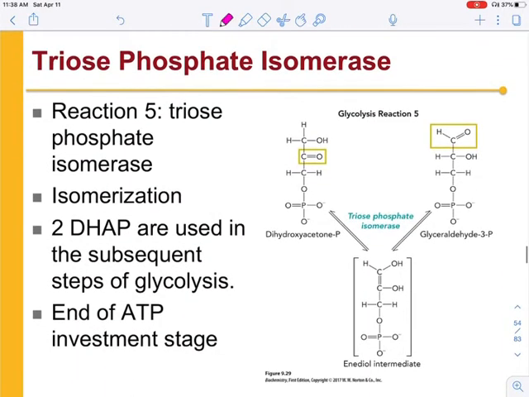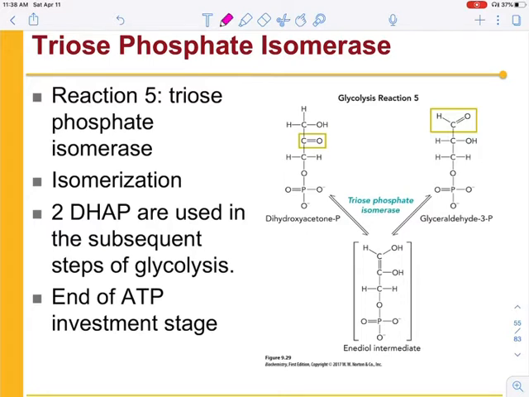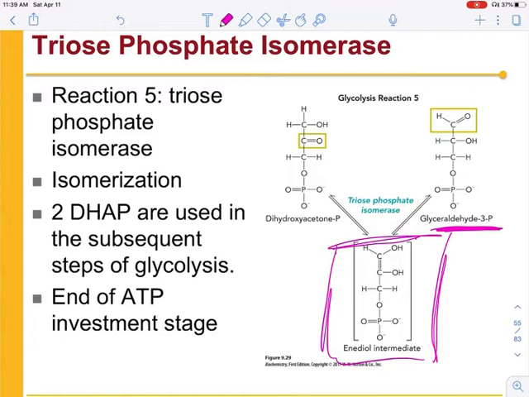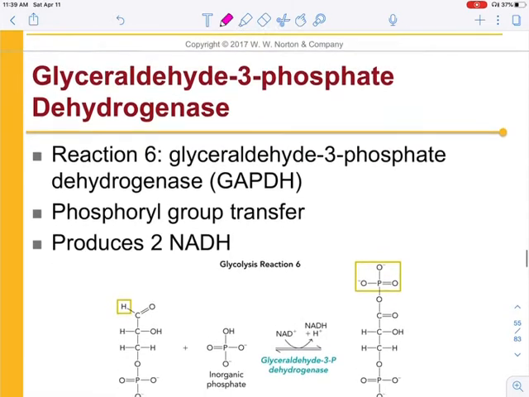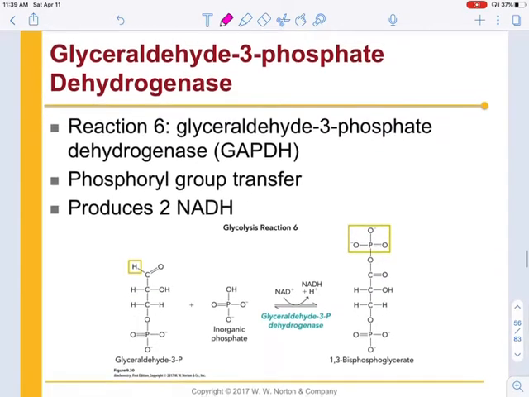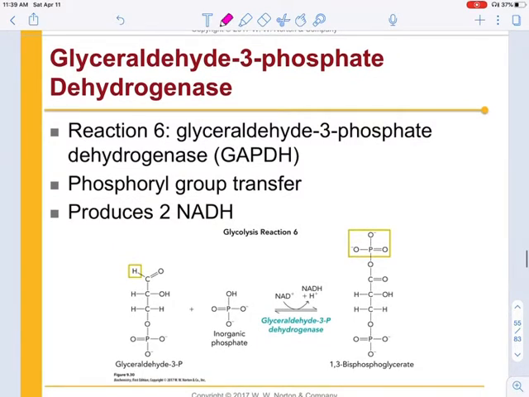So that's what this triose phosphate isomerase does. It takes dihydroxyacetone phosphate, converts it to glyceraldehyde 3-phosphate. All we're doing is moving a carbonyl double bond, and so we can see again, we're going to use this cis-enediol intermediate in order to make that happen. And so from this, we get 2 glyceraldehyde 3-phosphates that can be processed in the payoff phase of the glycolytic pathway.